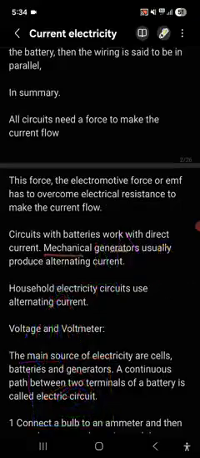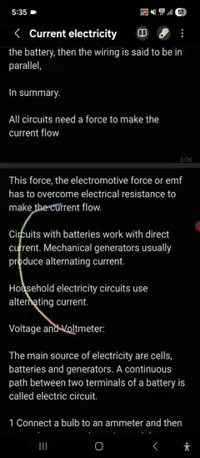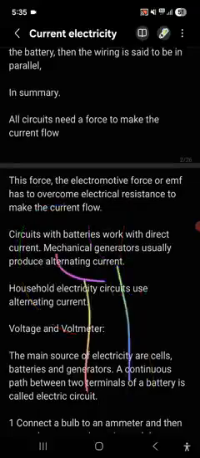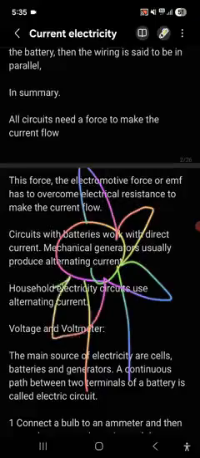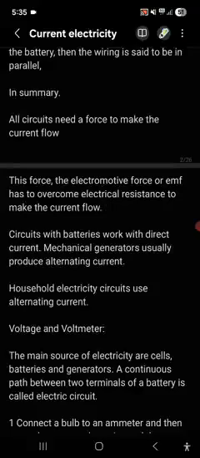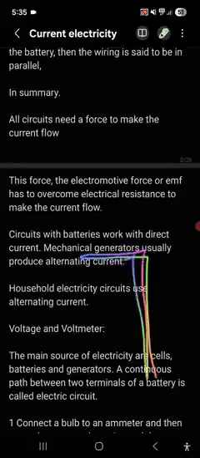Mechanical generators usually produce alternating current. You know what mechanical generators are? Like a wind turbine. Wind turbines, it looks like a sunflower, and it goes like this. Mechanical generators usually produce alternating current, because the energy goes there to start it and then comes back like this.